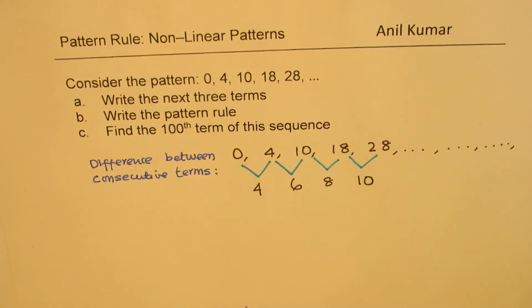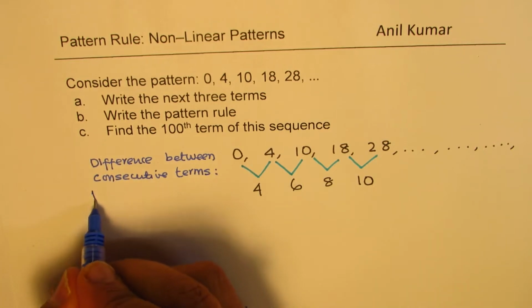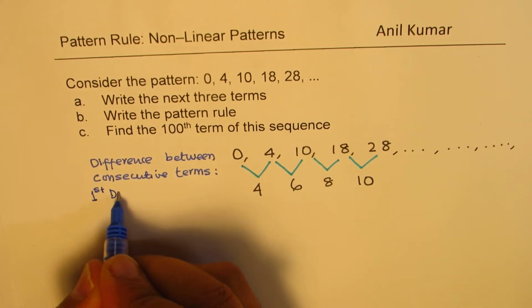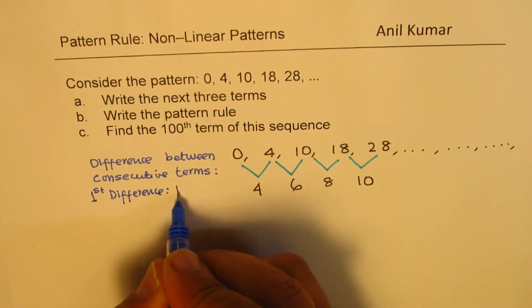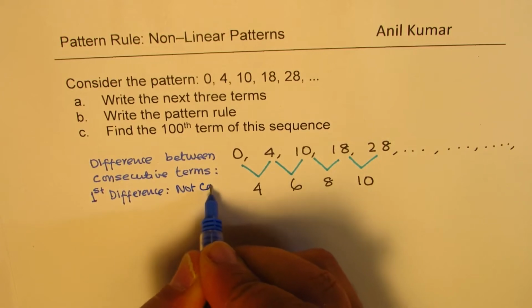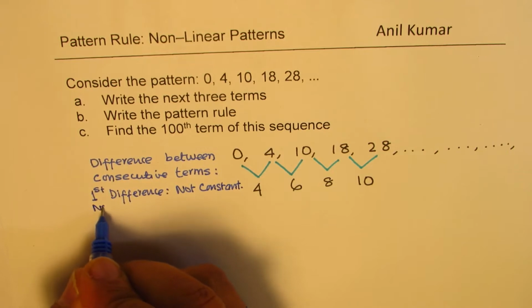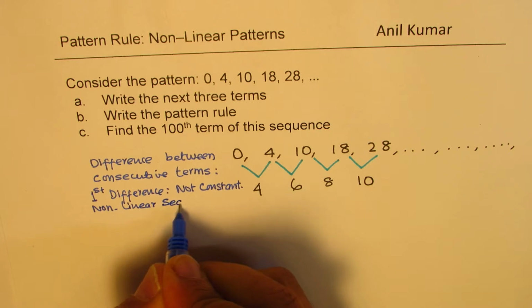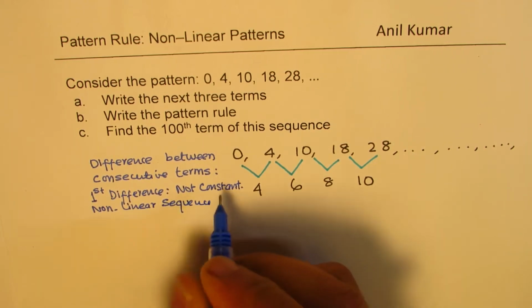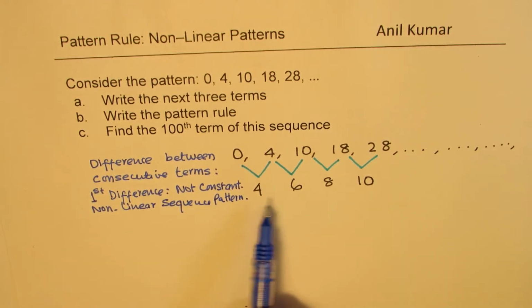Now that is not constant, right? So this is the first difference. We call this the first difference, right? So we say the first difference is not constant, right? It is changing. That really means that we have a nonlinear sequence pattern. Is that clear to you, right? If it was a linear pattern, this would be constant.